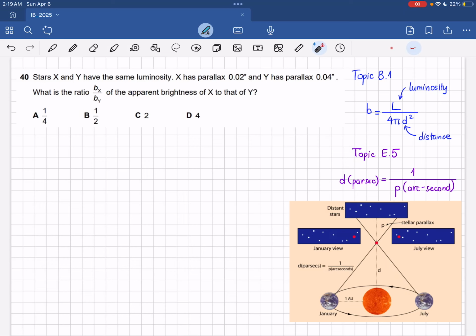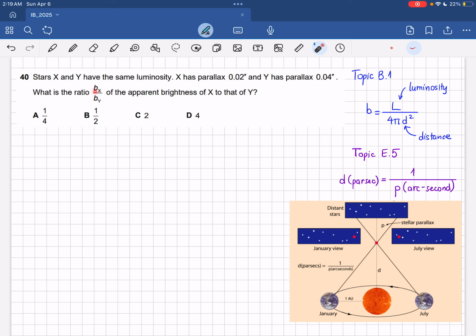40. Stars X and Y have the same luminosity. X has parallax 0.02 second and Y has parallax 0.04 second. So this is a parsec, which is a unit that helps to measure the distance of some star that is really far away from the Earth. They ask for what is the ratio between Bx and By.